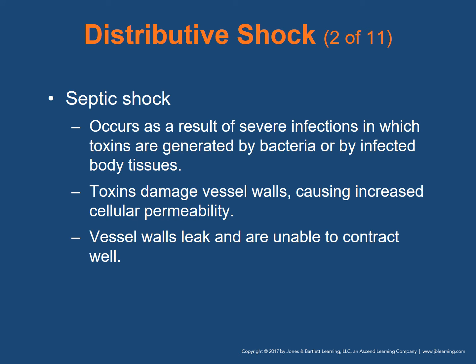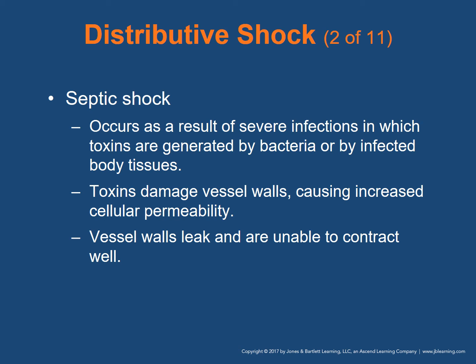Then you've got septic shock. So septic shock is infection. And what happens is an increase in the bacteria and toxins in the vessels and the tissues. And you end up having wall damage. That means that you have leakage. So when a patient's in septic shock, the components of the blood, the fluid, the plasma, they actually leak through the vessel wall into the tissues.